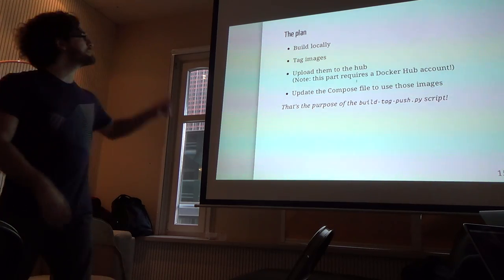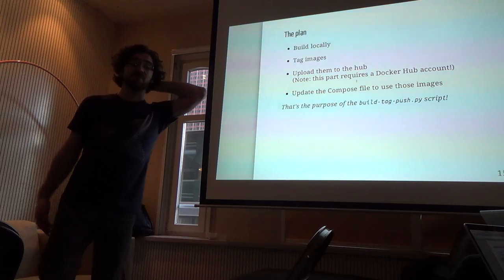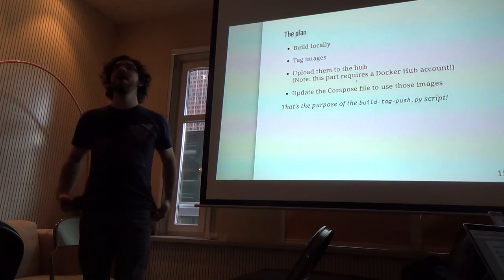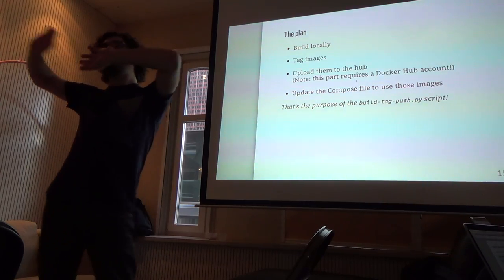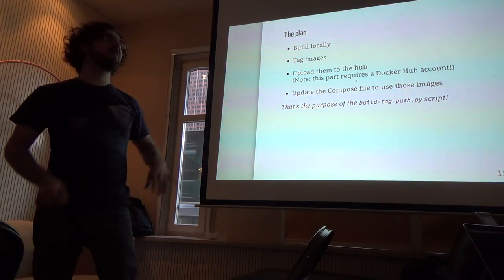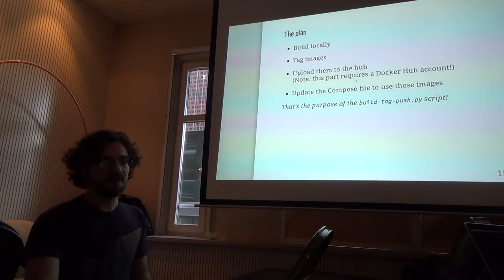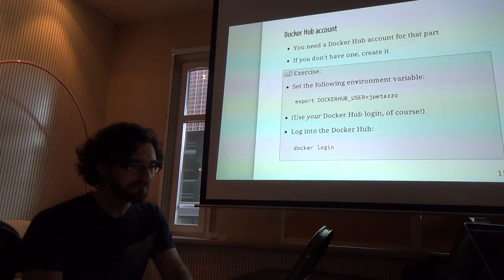So what I want to do is build on one node, tag the images, and upload them to the hub, so that's where you need the Docker Hub account. Then we will change the Compose file so that each time we have build from this directory, instead we will have image, use this image from the hub. And this is automated with the build-tag-push script.